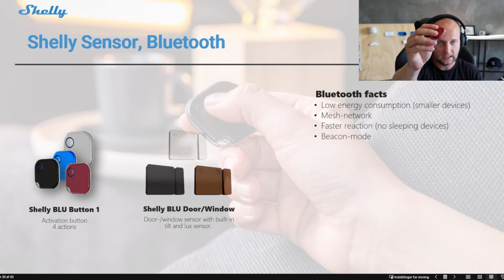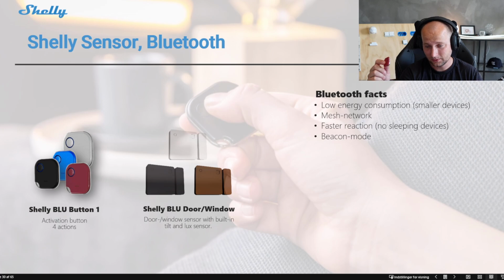The blue button, it has 4 actions. So 1, 2, 3 short pushes and 1 long push. One nice function is that it has the beacon mode. As it connects to the closest device, it will know in which room you are in. So you can actually have different actions depending on which room you are in. Right now it requires some scripting, but it is possible.